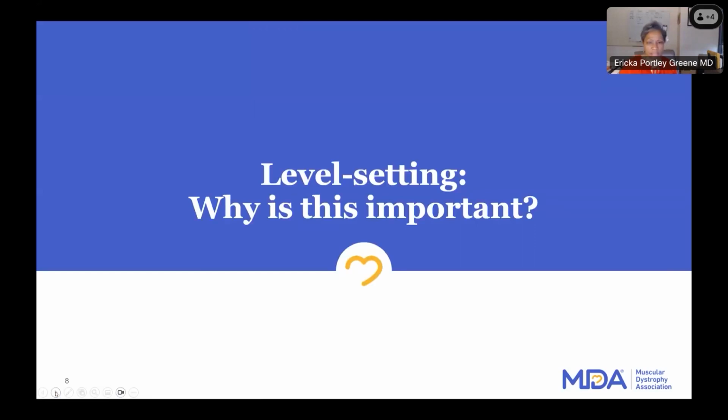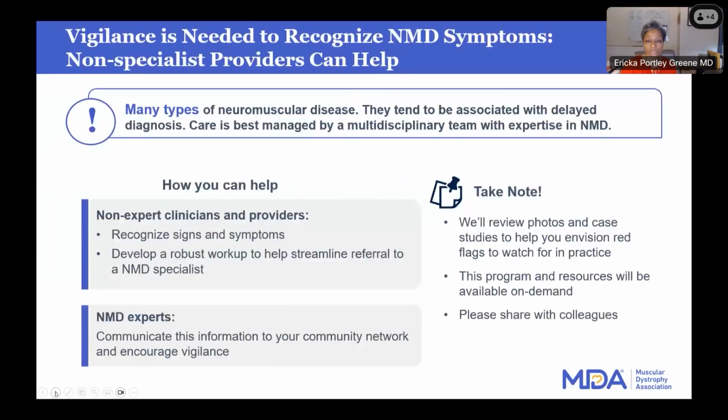So level setting, why is this important? Because neuromuscular diseases, although relatively rare compared to hypertension or cancer, are very common in neurology. Often patients go undiagnosed long before they come to see a specialist like myself. By that time, they've seen their primary care, other subspecialties, and general neurologists, and it can take months to years before they're diagnosed. It's challenging because their symptoms are often not specific to one disease, and they are common: weakness, fatigue, it could be functional.